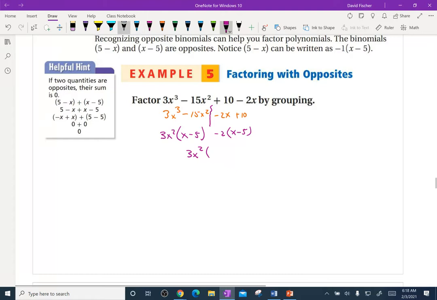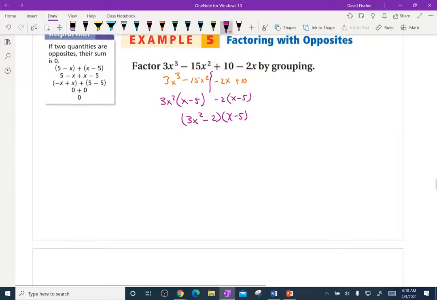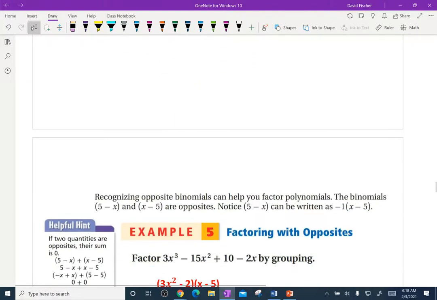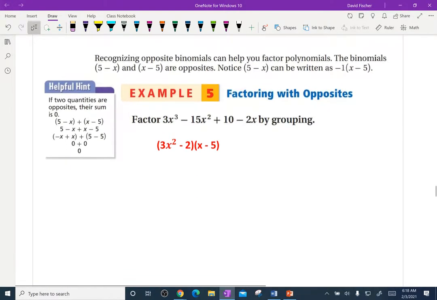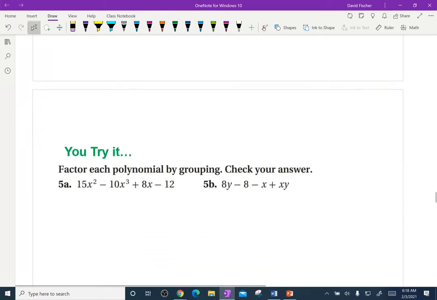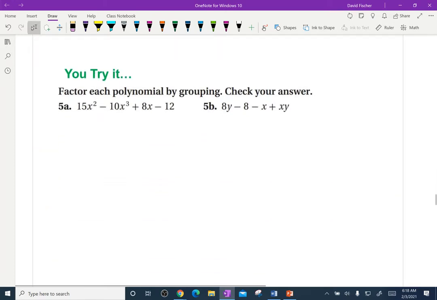Oops. I need my minus 2. Minus 2 is in one of my parentheses, and then x minus 5 is in my other parenthesis. I don't know. I guess maybe they just didn't put it in order when they talk about the opposites of their sum.